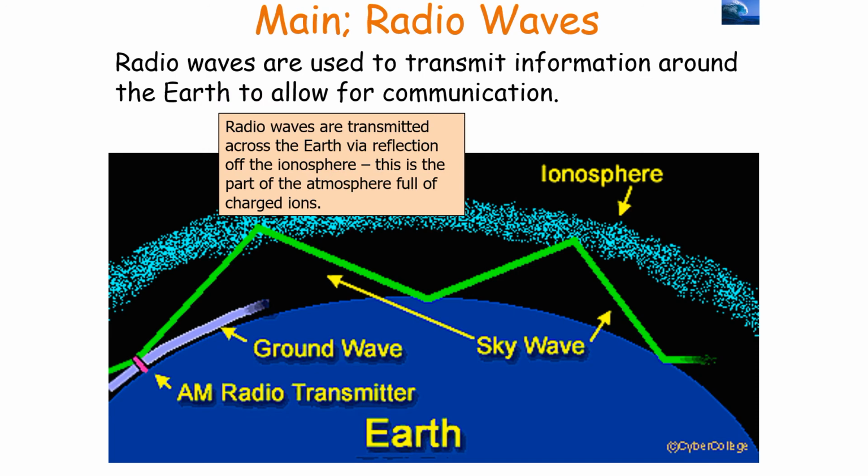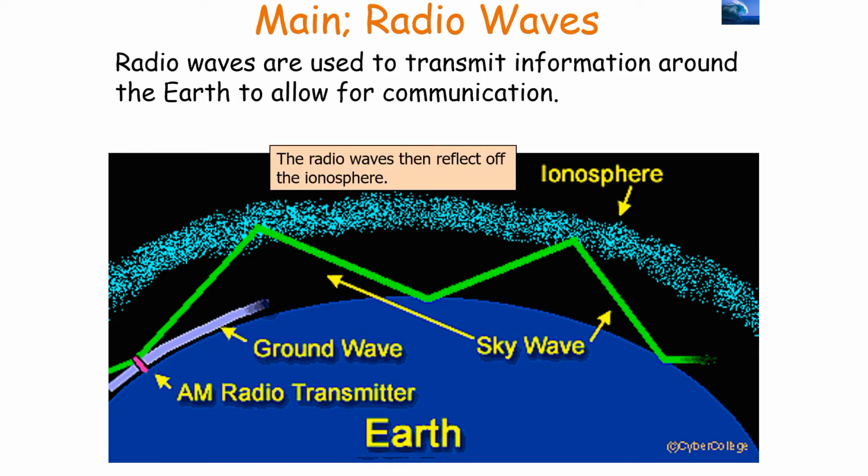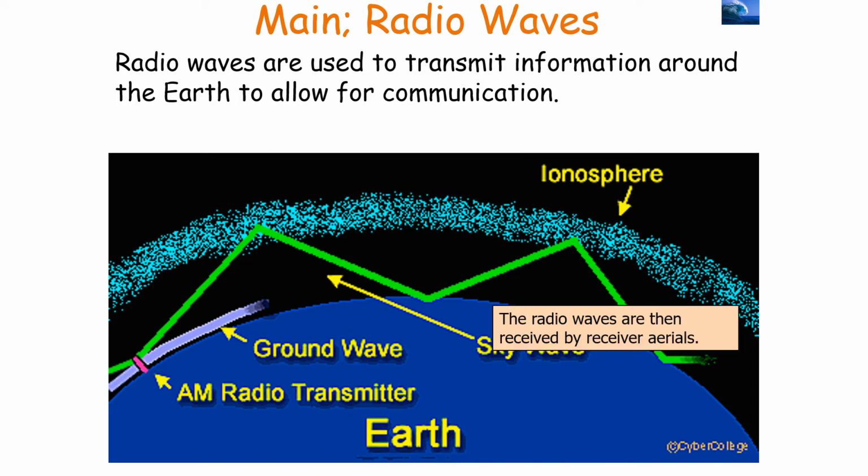So radio waves are used to transmit information around the Earth to allow for communication. Now they do this via reflection off the ionosphere, which is part of the atmosphere full of charged ions. Radio waves are transmitted from a transmitter aerial. They will then reflect off the ionosphere and they'll then be received by receiver aerials.